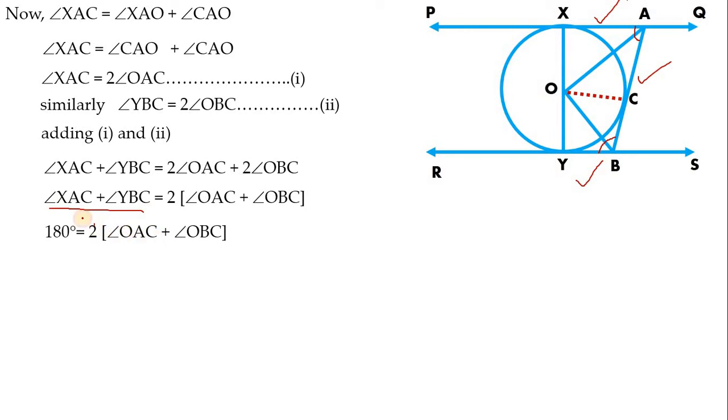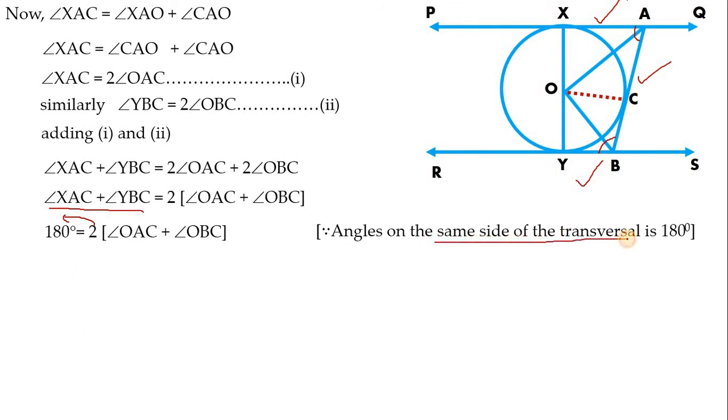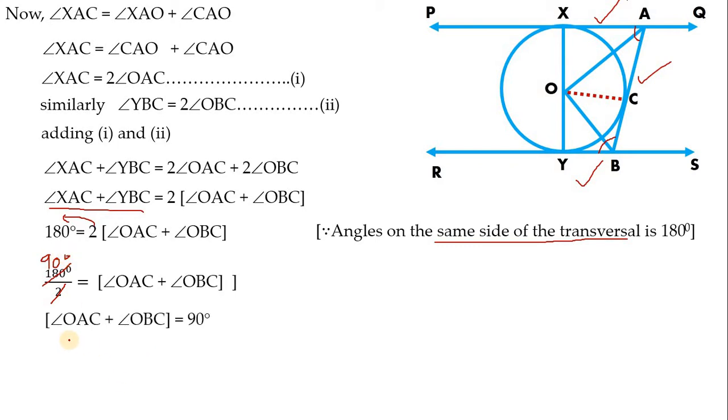Next, this 2 you transfer to this side, it becomes a denominator. And here you give the proper reason, children, what I said. So it has become a denominator. Now let me simplify. 2 ones are 2 and 2 nineties are 180. So finally we can write this as OAC plus OBC equals 90 degrees.